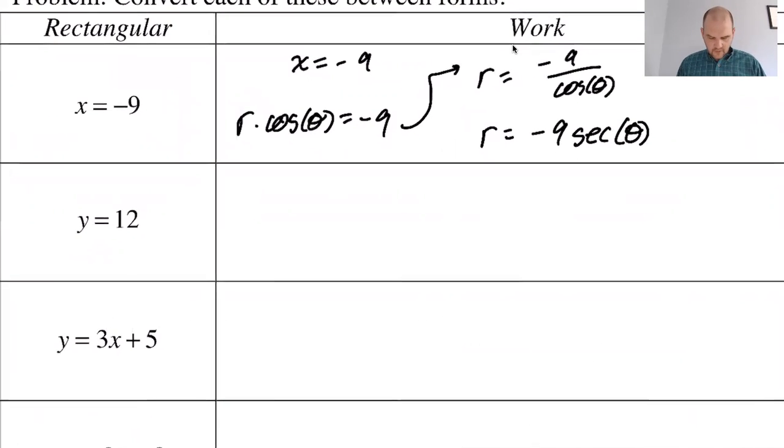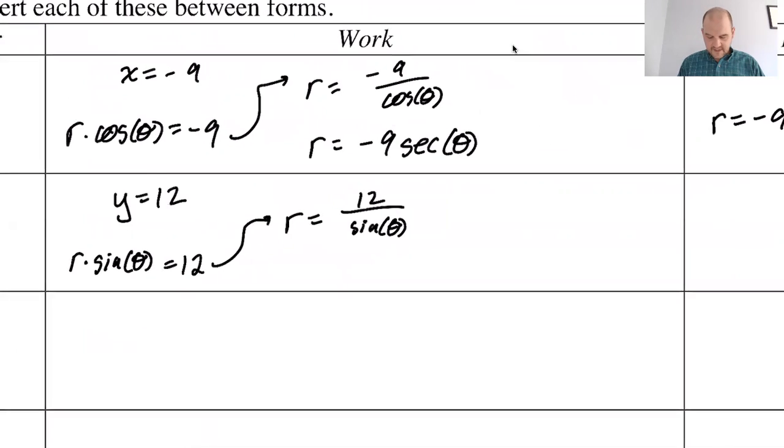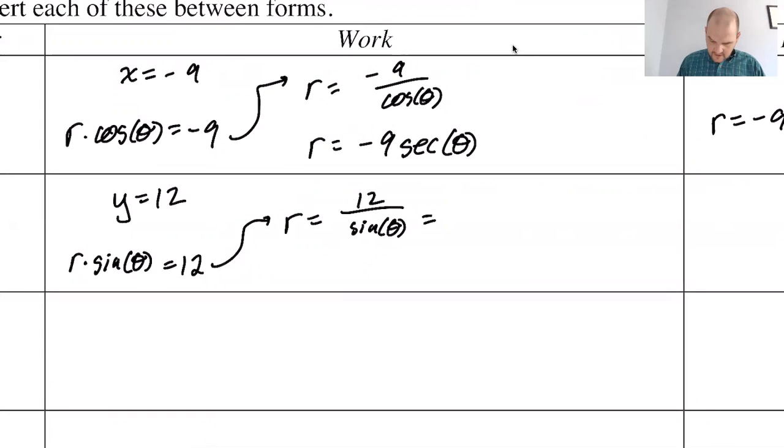Let's keep going. Y equals 12. Same process, basically. So y equals 12, but y is equal to r sine theta. So we get that. But then r is a function of theta, so we want to solve for r. So we get r is 12 over sine theta. But this is just as awkward, right? So we don't want to leave this. So we're going to say that r equals 12 cosecant theta. So y equals a constant becomes a sine type thing, but not sine. It becomes 1 over sine.